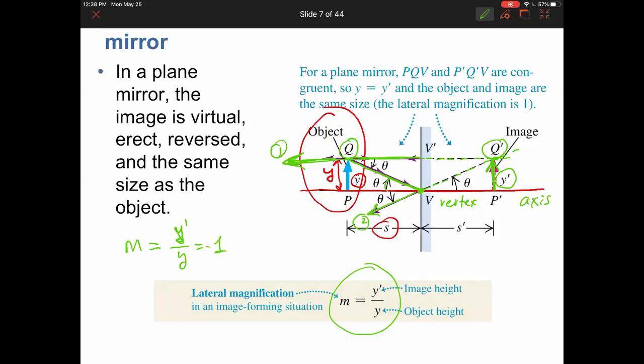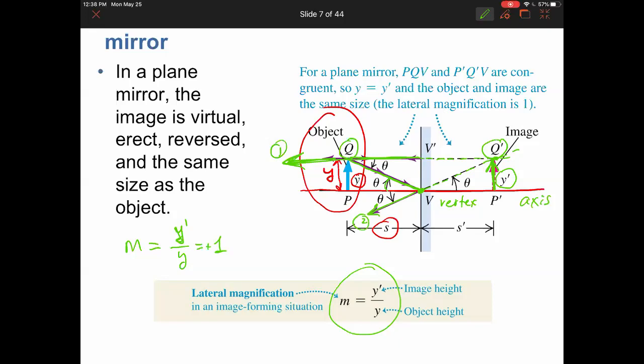I also technically get positive 1. Positive 1 means that the image has the same orientation as the object. That means both of them are upright. Generally, virtual images will always be the same orientation as the object. Whenever you're dealing with a virtual image, it's going to be exactly the same orientation as the object.